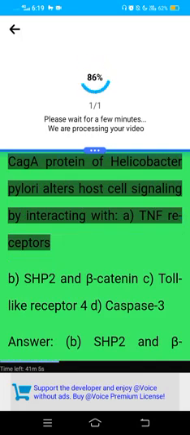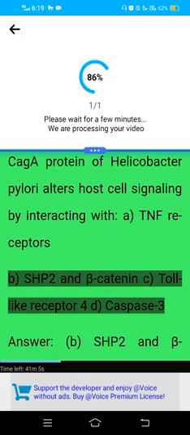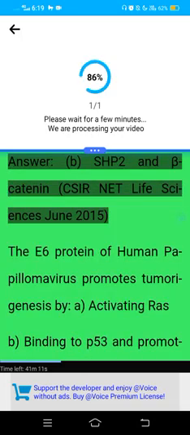CagA protein of Helicobacter pylori alters host cell signaling by interacting with: A. TNF receptors. B. SHP2 and beta-catenin. C. Toll-like receptor 4. D. Caspase 3. Answer: B. SHP2 and beta-catenin. CSIR NET Life Sciences, June 2015.